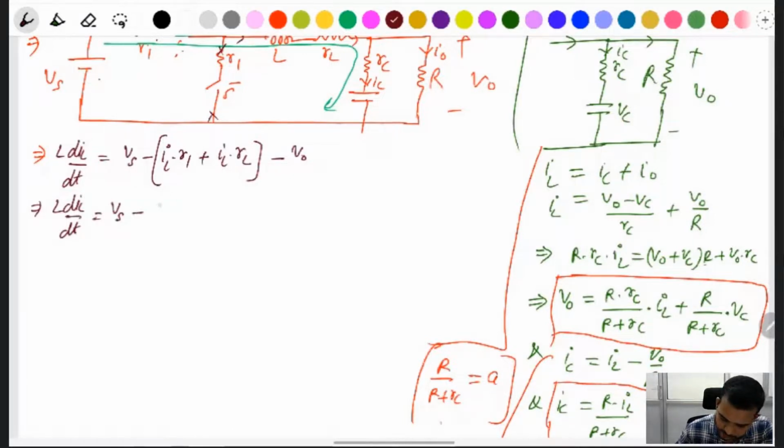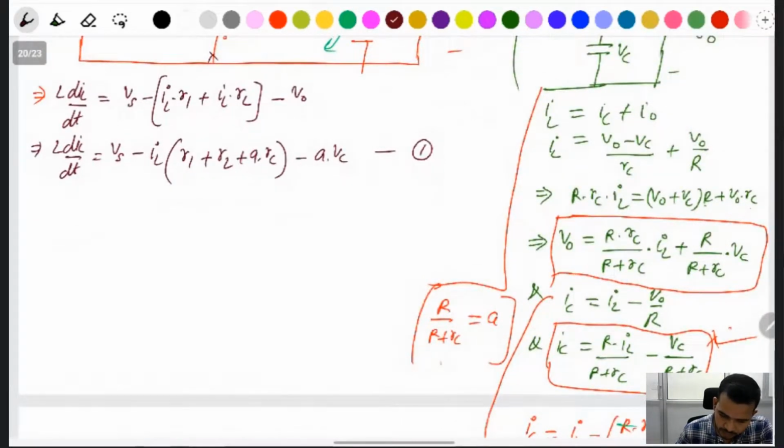dIL by dt minus, and I have taken IL as a common. Put the value of V naught is equal to R RC divided by R plus RC. R RC is A RC into IL, and V naught in common by IL, then find R1 plus RL plus A into RC, and then the negative sign here, A into VC.